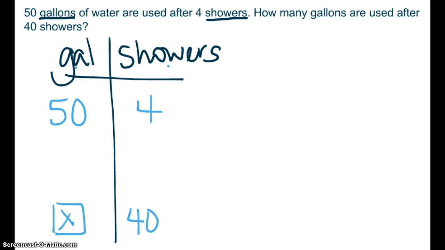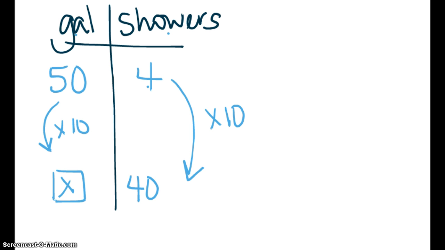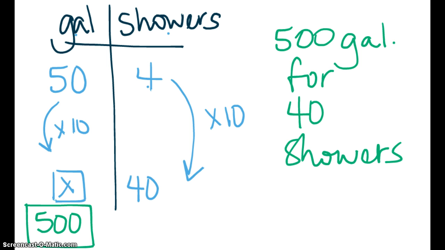So you start looking at your vertical and your horizontal relationship. And the one that I'm going to use, I immediately see a relationship between 4 and 40, and I'm going to multiply by 10. So I know that after 40 showers, 500 gallons of water are used. So 500 gallons for 40 showers.